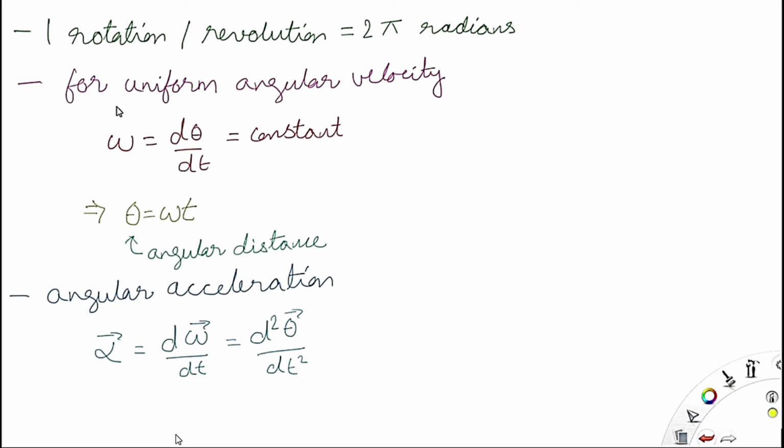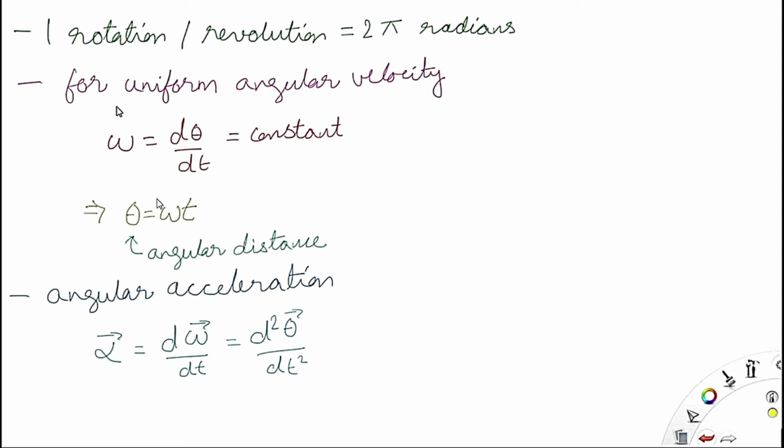Now one rotation or one revolution is another thing, but whether the particle is rotating or revolving, the angular displacement covered by the particle in one rotation or one revolution is 2 pi radians, which is 360 degrees.